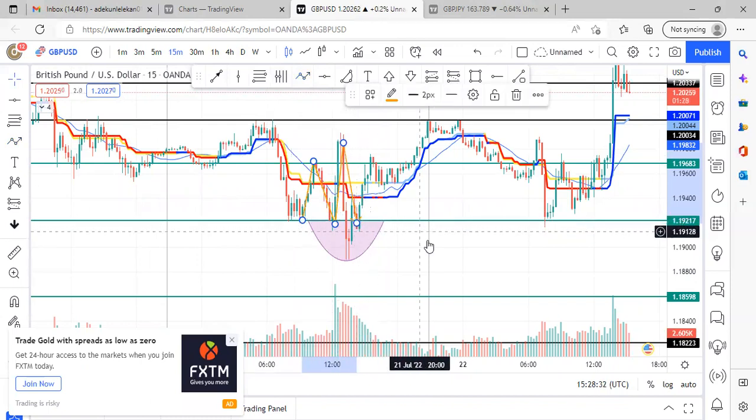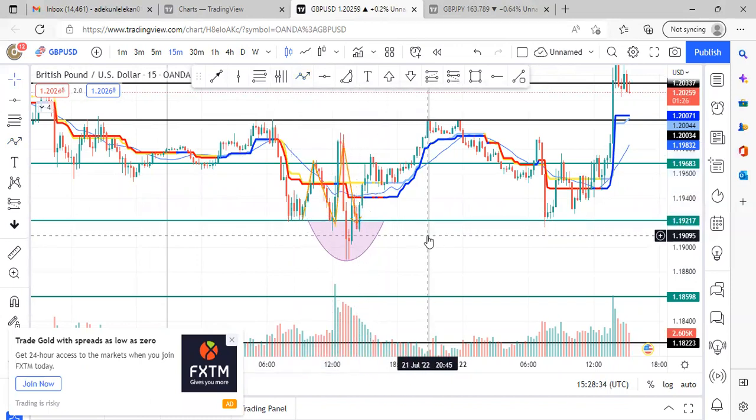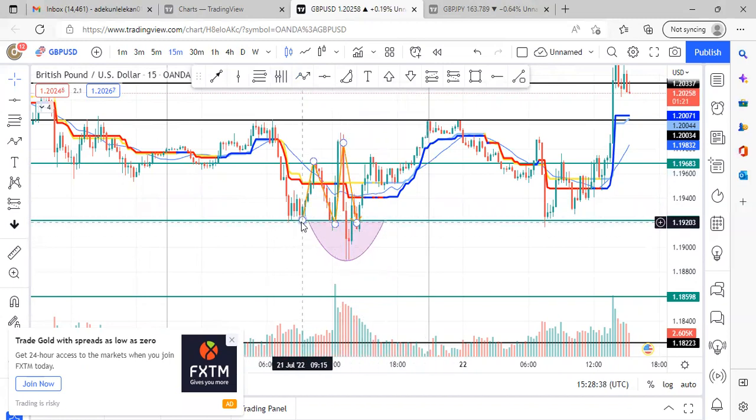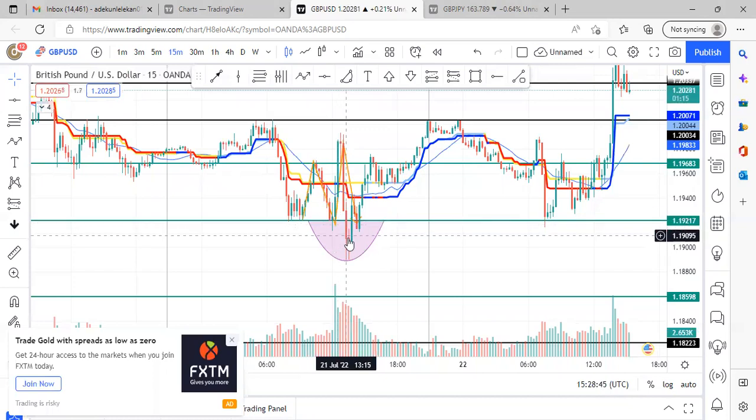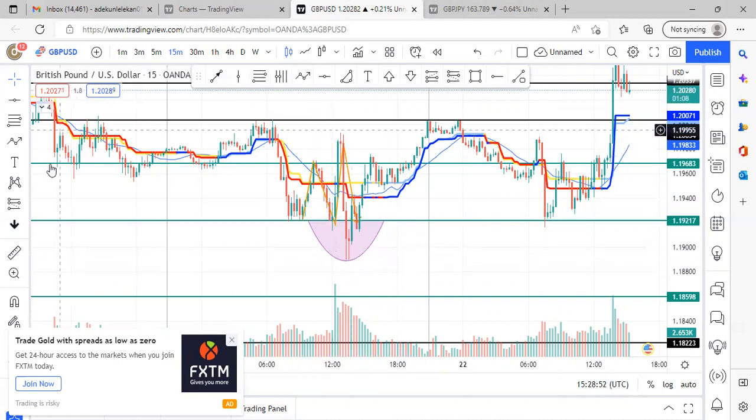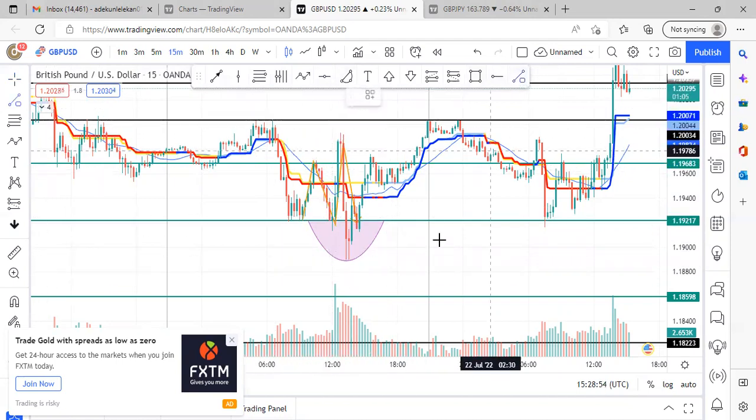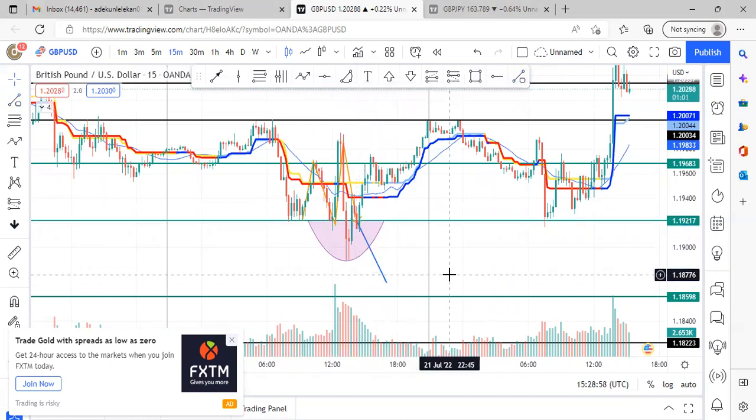As for a newbie, what a newbie will be expecting is that since the market has broken this previous support, we have a support here, we have another support here, that's two supports, right? Since the market has broken this previous support, what a newbie will anticipate is a bearish move. But that is not exactly what is happening in the market at this present moment.